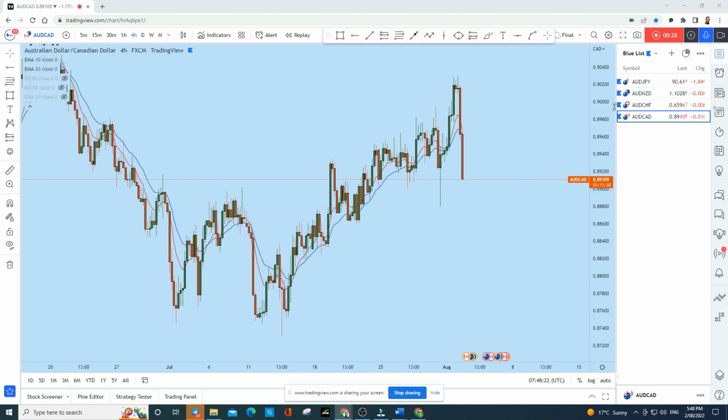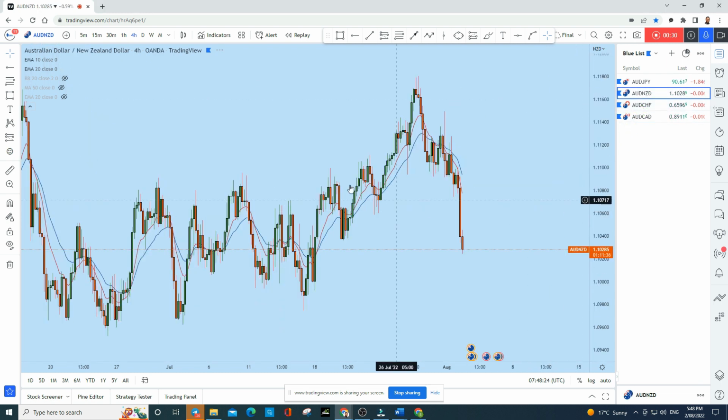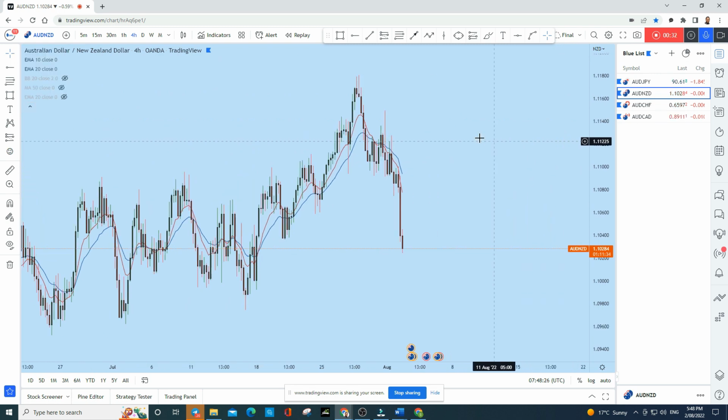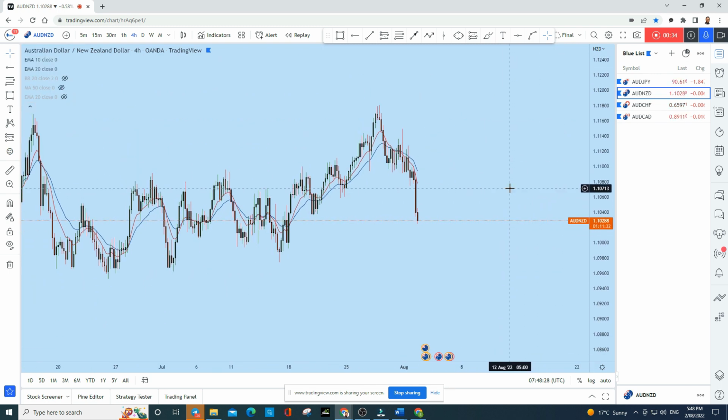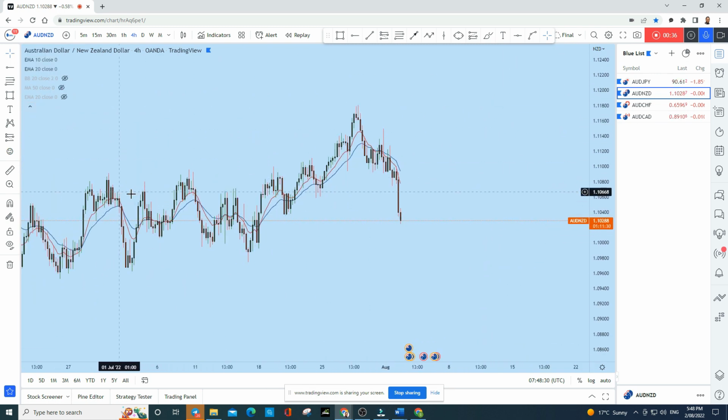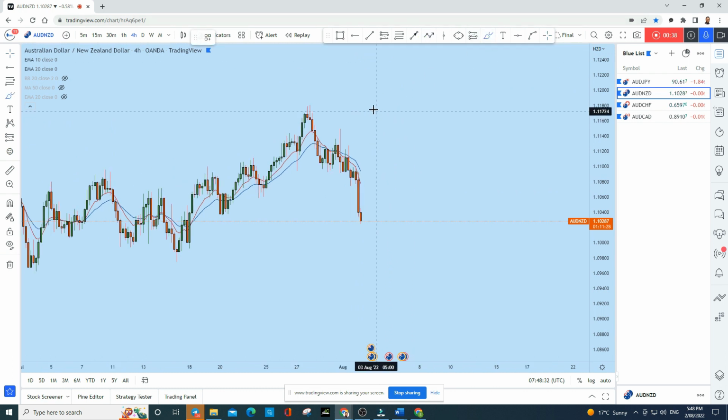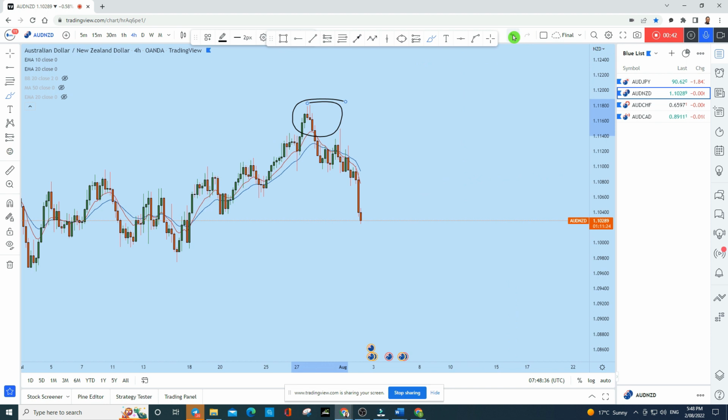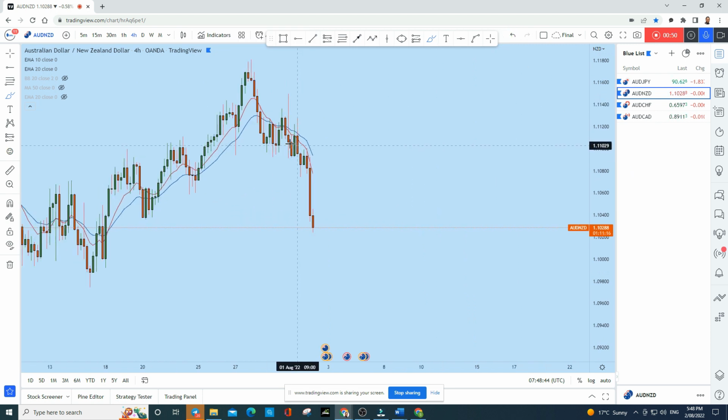First, let's start with AUDNZD. As you can see, AUDNZD has recently changed from an uptrend to a downtrend. On the 4-hour, a head and shoulders has been created. If you look clearly, this is the head, this is the left shoulder and this is the right shoulder. After this head and shoulders, as expected, AUDNZD has broken from this level of resistance.